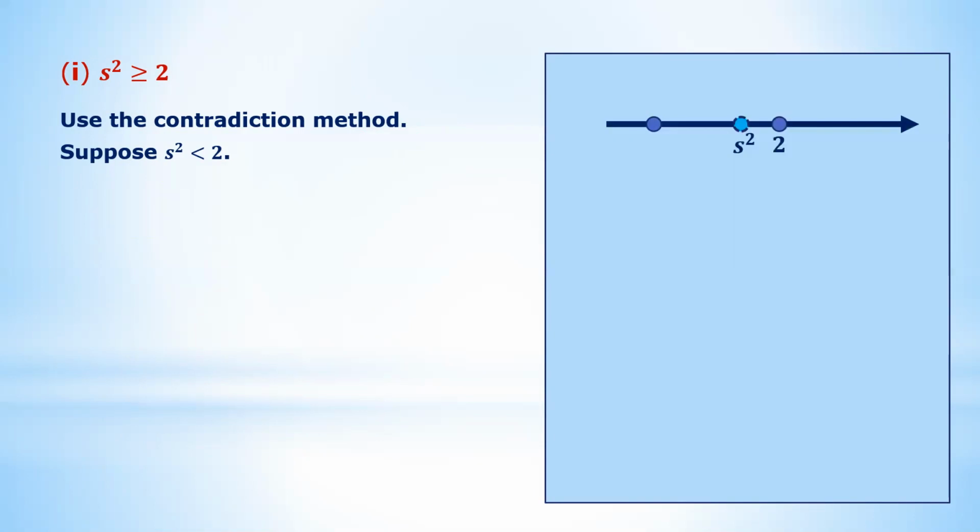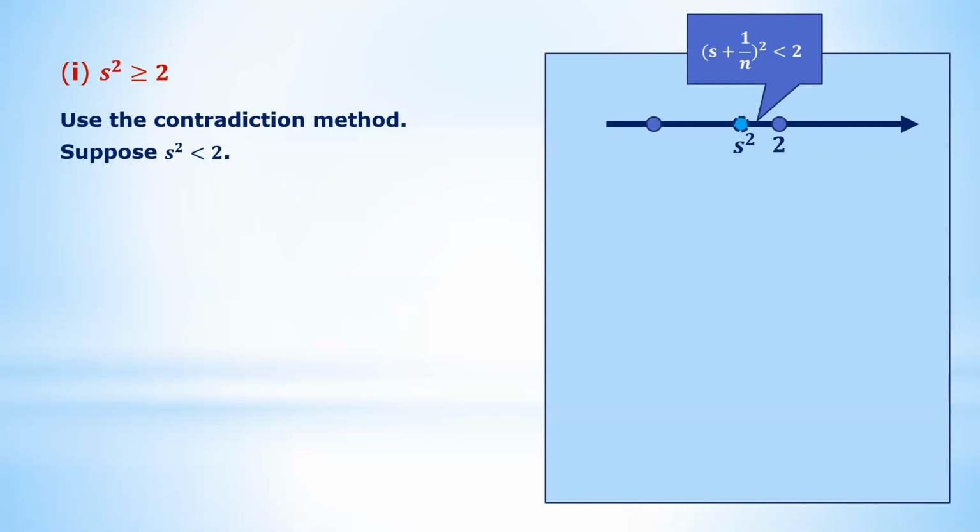So the key argument is that we're looking for a small number, 1 over n. If n is an integer large enough, 1 over n can be made smaller than any number. Since s squared is less than 2, I can choose a small number 1 over n, add it to s, and the square of the new number is still less than 2. At this stage it is not obvious, but by common sense you can see that this n always exists because we have a gap here.